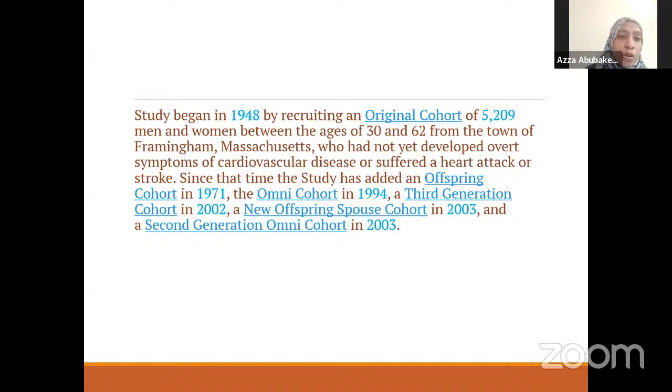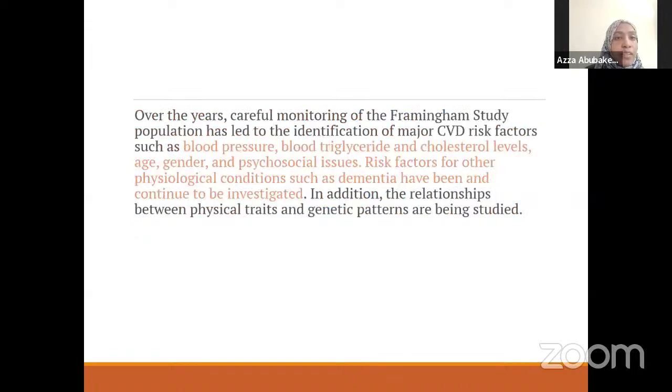They began with an original cohort, the 5,000 men and women from the town of Framingham. They then added a second cohort, called the Offspring Cohort, the sons and daughters of the original cohort. They also added the Omni cohorts in 1994, which I will explain later, a third generation cohort in 2002, a new Offspring spouse cohort in 2003, and the second generation Omni cohort also in 2003. So this has been a massive study over 3 generations.